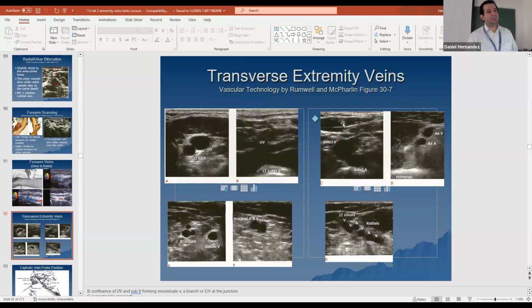So here's just a series of sonographic images. Jugular vein moving to subclavian, axillary, brachials with the basilic, brachials by itself, then moving down to your radial and ulnar in your forearm.